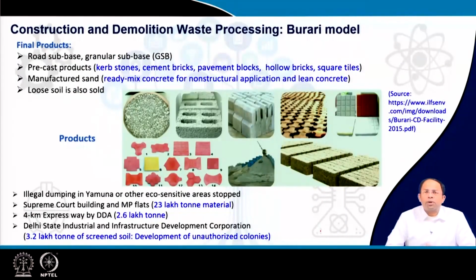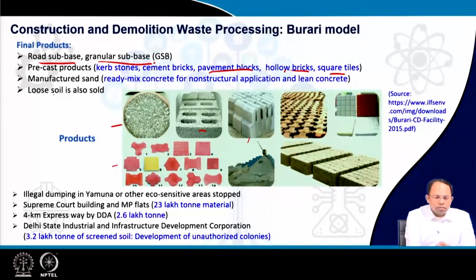So what are the final products coming out of this plant? There could be road subbase, granular subbase, and precast products such as carved stones, cement bricks, pavement blocks, hollow bricks, and square tiles. Some of these you can see in these images. Then manufactured sand, which is very small grain particles, whereas this is aggregates which could be used as granular subbase.